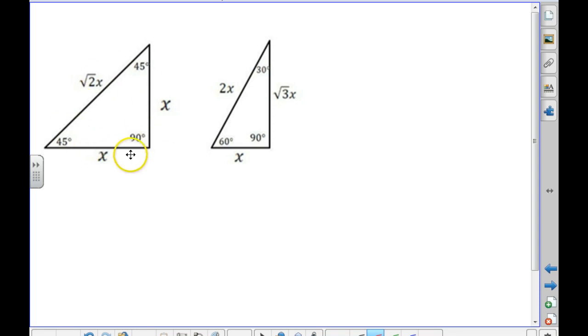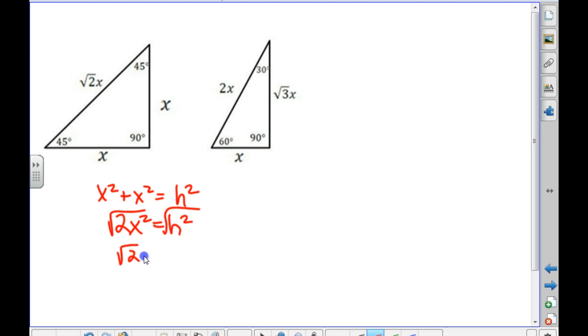45, 45, 90. If I were to prove to you why this works, you would just do the Pythagorean theorem, and you'd get 2x squared equals the hypotenuse squared. You'd square root both sides, and you'd have the square root of 2 times x is equal to the hypotenuse. Does that make sense? That's why that one works, okay? The hypotenuse is always the square root of 2 times the leg.